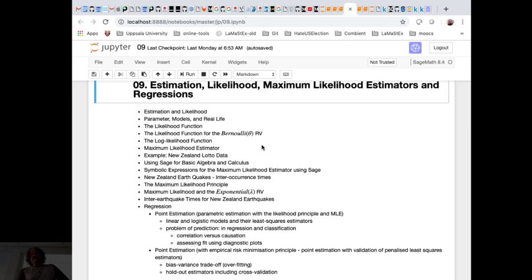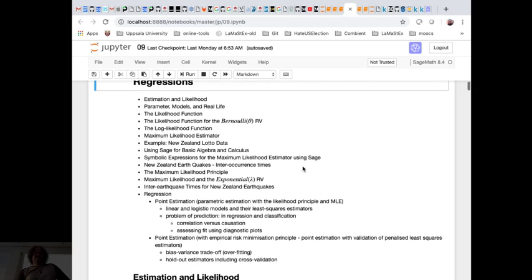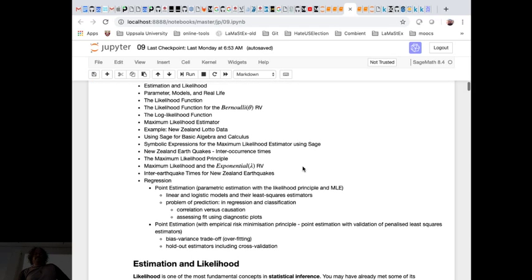The key idea behind the likelihood principle for inference is called the likelihood function, right? We will look at the likelihood function for a Bernoulli theta random variable to build intuition on the simplest example and then generalize it. Revisit the New Zealand Lotto data example. And then I will show you very briefly how to use SageMath for basic algebra and calculus, so you can use it in other courses.